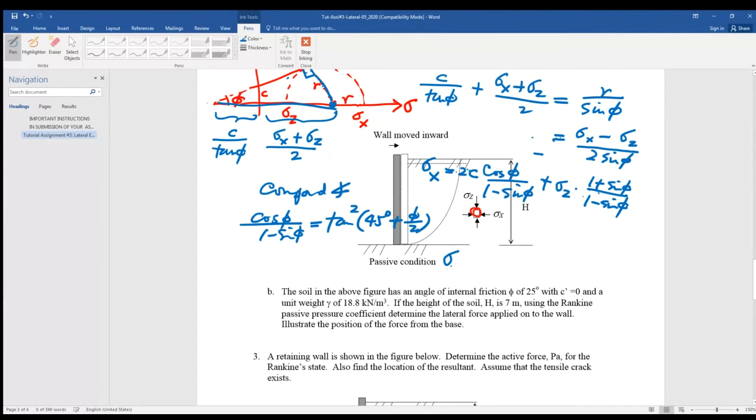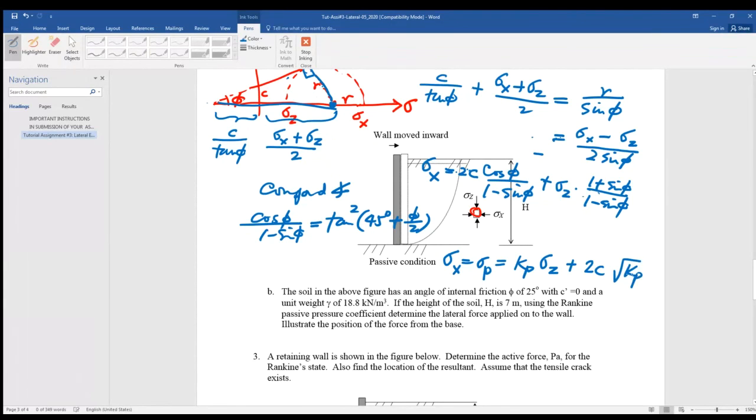The sigma x is the passive pressure, right? Should be equal to Kp sigma z plus 2c square root Kp.